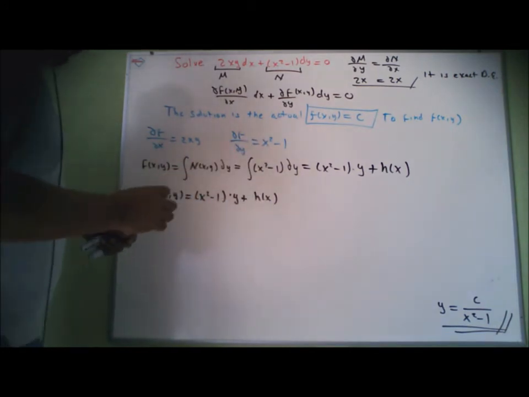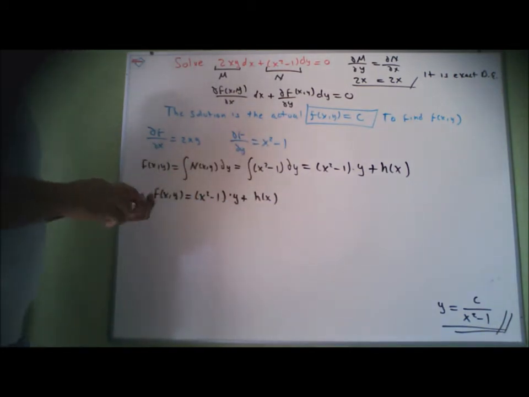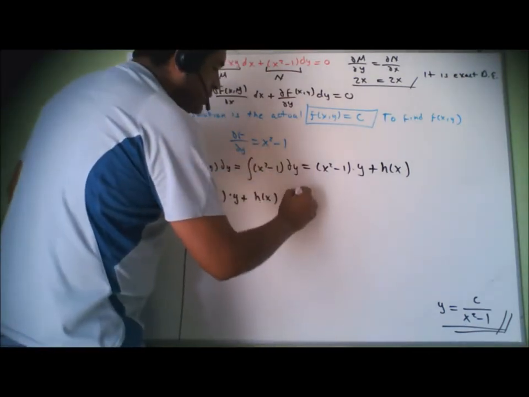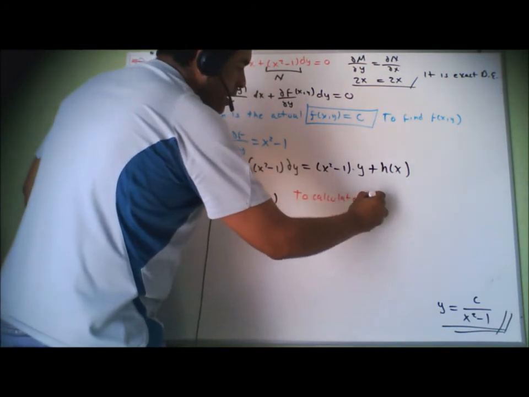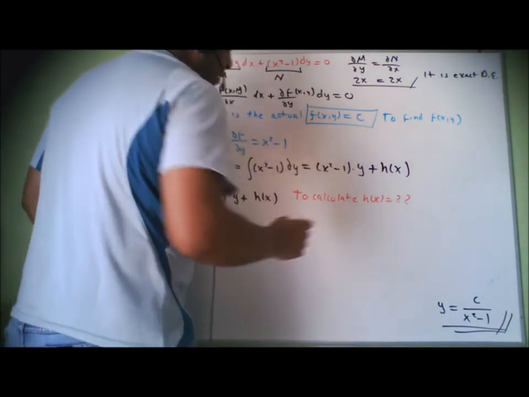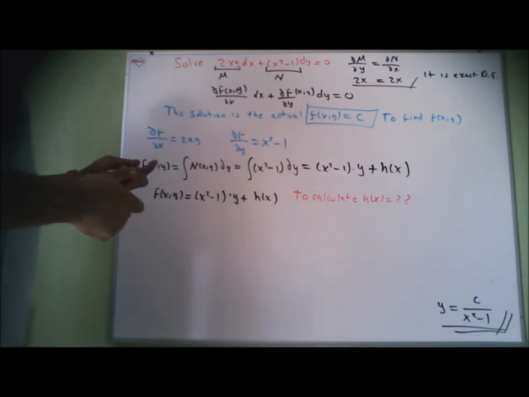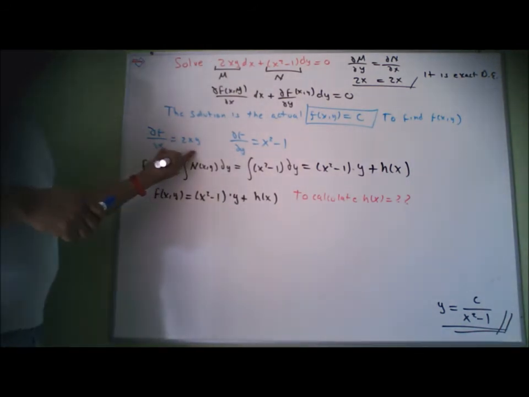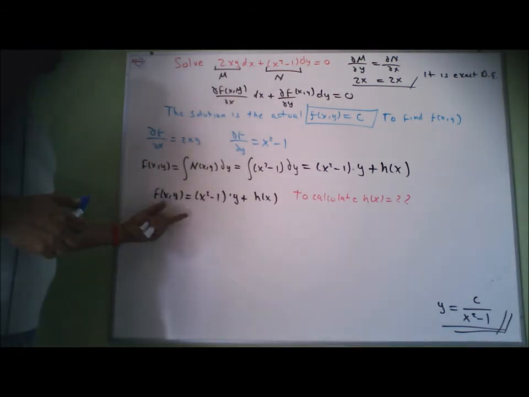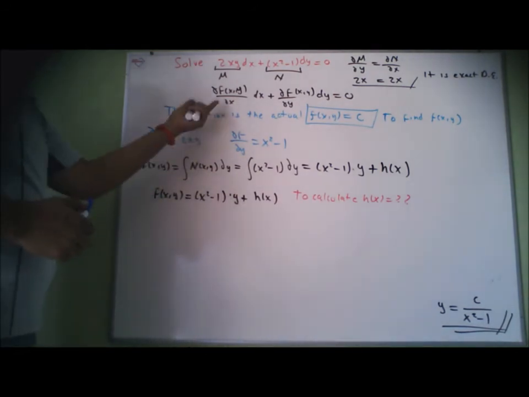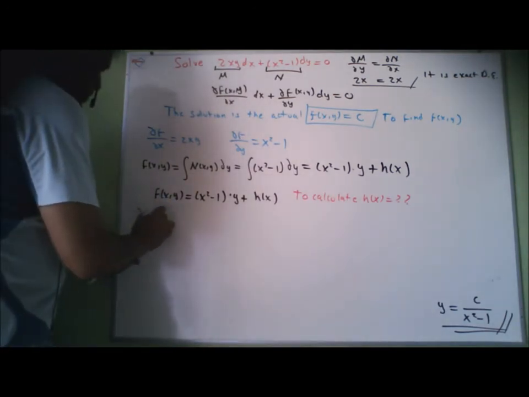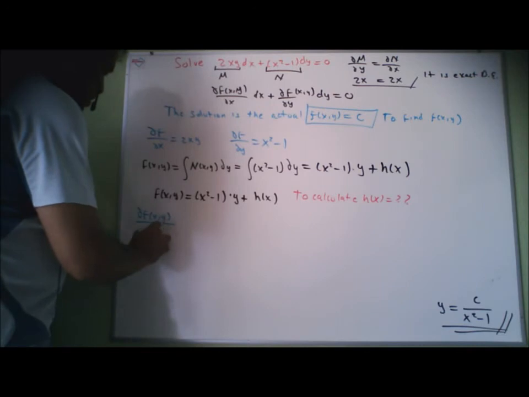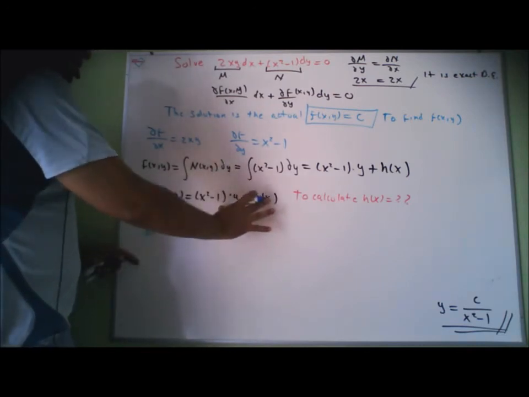Okay, now, what is that h of x? That is the question. So we are going to calculate h of x, because we don't know what that value is. Now, to do the calculation of h of x, we are going to use the other fact. The partial derivative of this with respect to x happens to be equal to my N. So let's do it. Let's take the partial derivative of the function of two variables with respect to x.